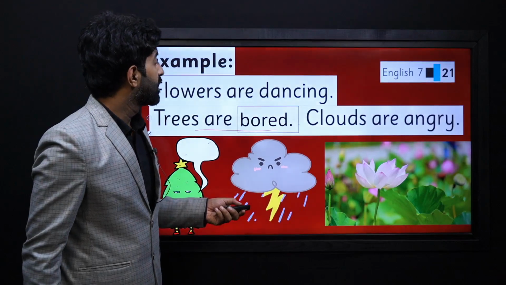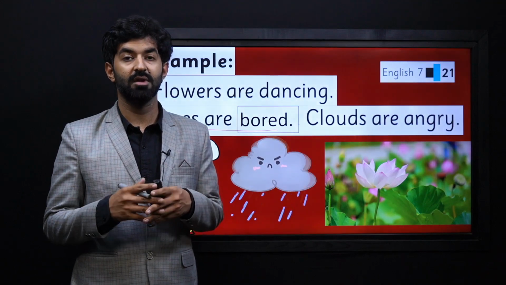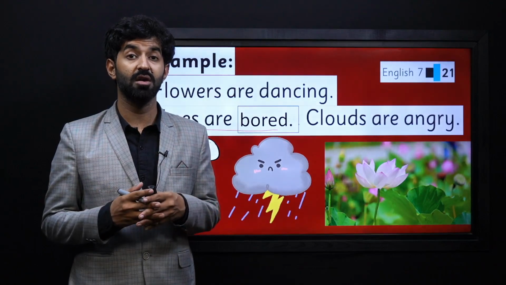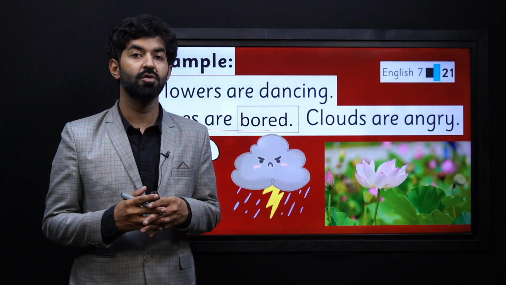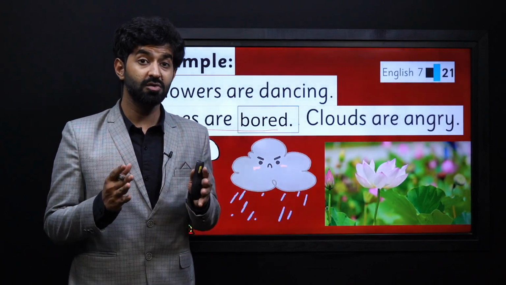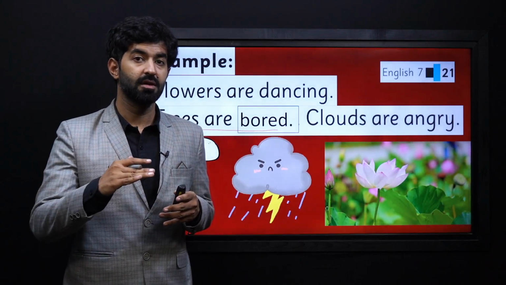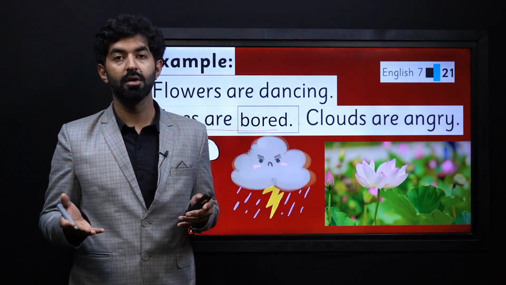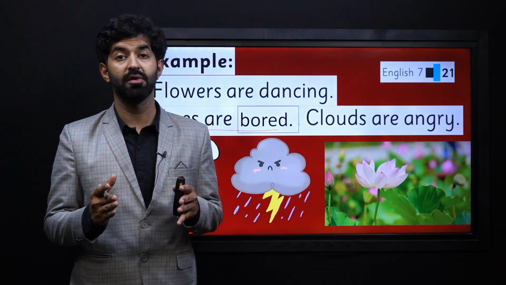Another example is clouds are angry. It means that it's a thunderstorm, it's going to rain heavily. The clouds are angry. It's going to rain heavily. Now clouds do not get angry. Human beings do. We are giving this quality of a human being to something like a cloud to show emphasis and to make it relatable to the readers.